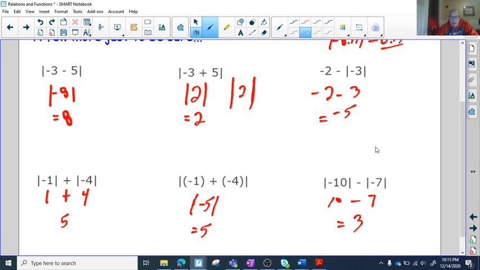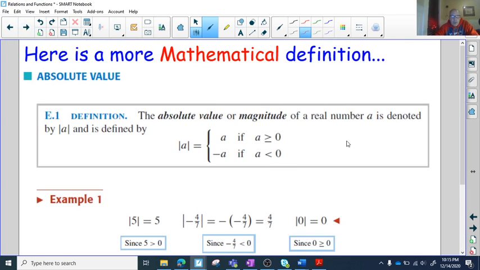Alright, so hopefully that shows you what this absolute value symbol means. If you weren't ever shown that before, you should now at least have some context of the mathematical notion of absolute value. What we want to do now is move on to a more mathematical and graphing kind of aspect of absolute value.